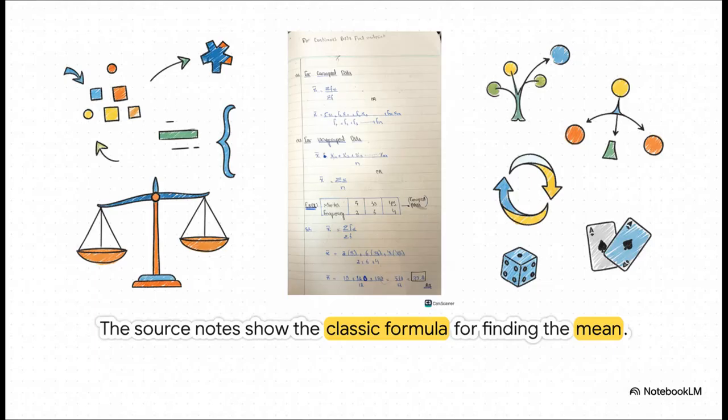And here it is, the classic formula, pulled right from the original notes. That funky E-looking thing, that's sigma, a Greek letter that just means add everything up. So you add up all the values and divide by n, which is just how many values you have. Simple, right? But incredibly powerful.